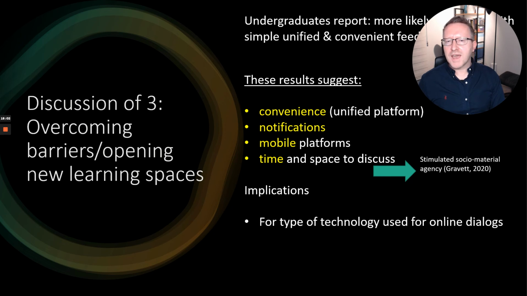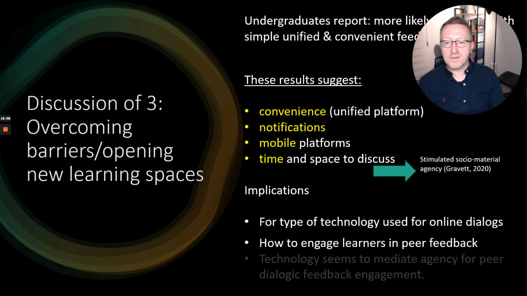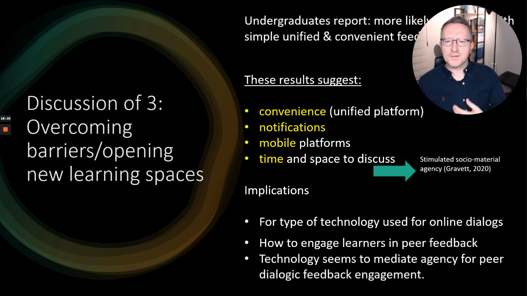So there are implications for the type of technology we use for scaffolding online dialogues, how to engage learners in peer feedback, and how technology can facilitate agency for peer feedback and engagement, but also how it can impede it. The wrong technology used in the wrong way without notifications can actually stop the process from working. And I think we saw that in the Phillips et al. paper, where the online dialogue did not take off at all.